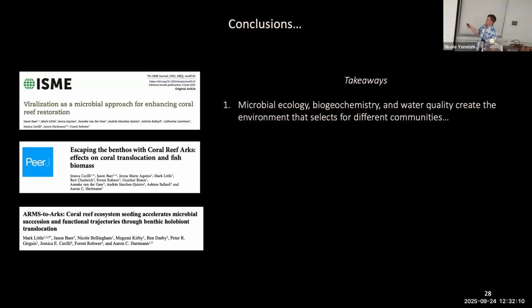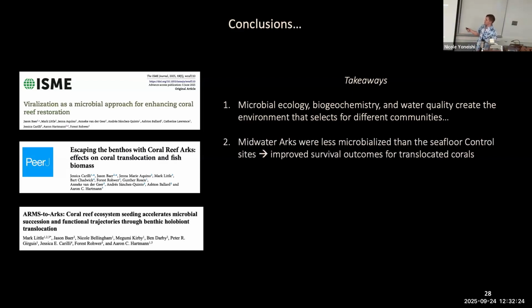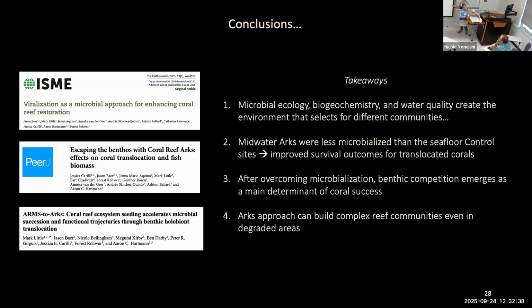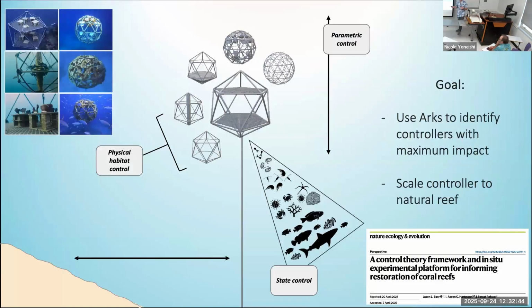Okay, this work led to a few different papers, and basically the summaries here are that the microbial ecology, biogeochemistry, and the water quality are really creating the environment that selects for these different communities. Midwater arcs were less microbialized than the seafloor control sites, and this improved survival outcomes for corals. After overcoming microbialization, benthic competition seems to emerge as one of our main determinants of coral success. And the arcs were these cool tools that allow us to build these complex reef communities, even in degraded areas.